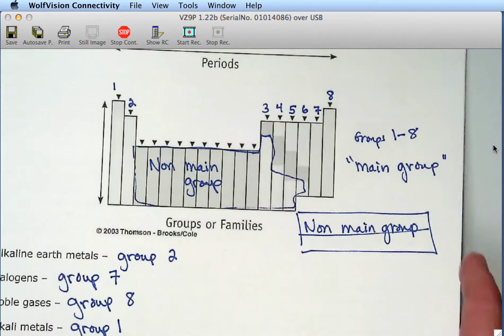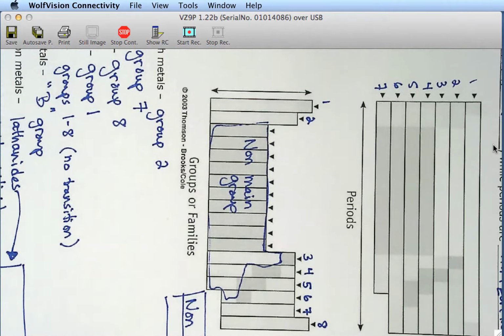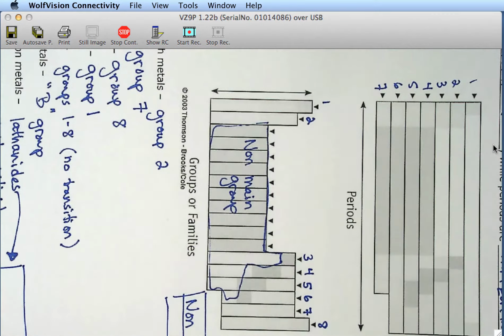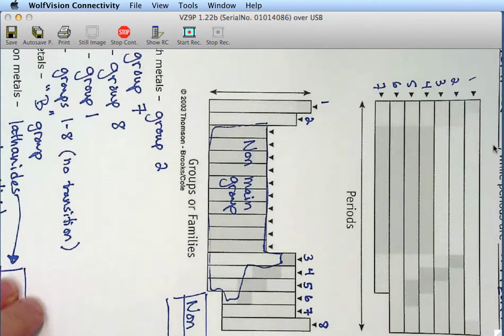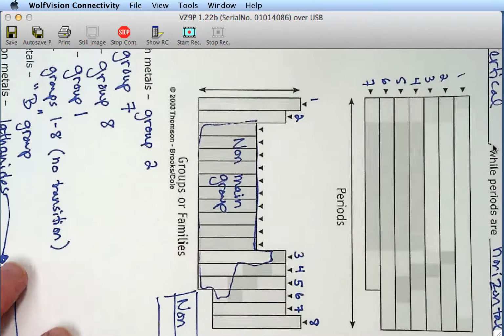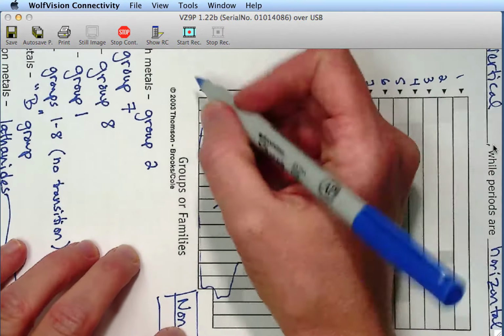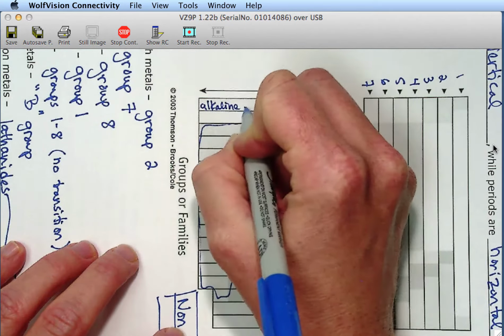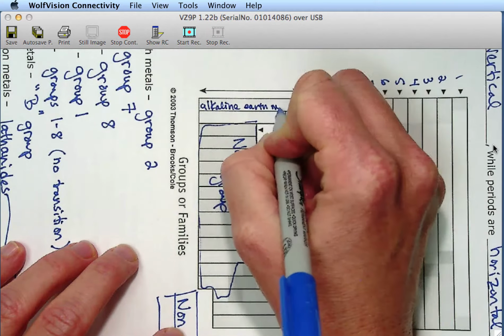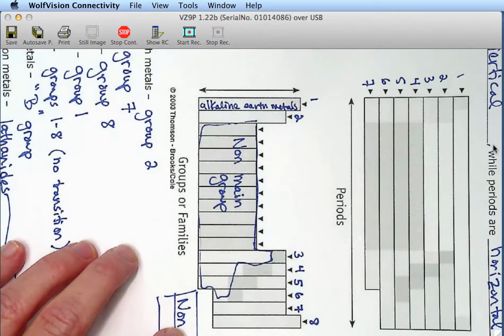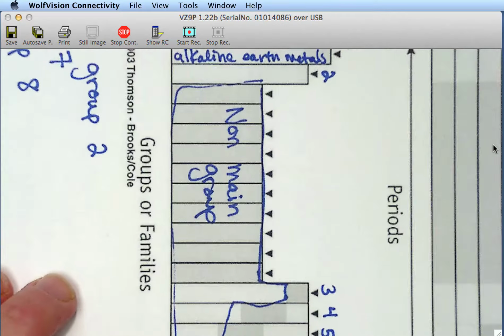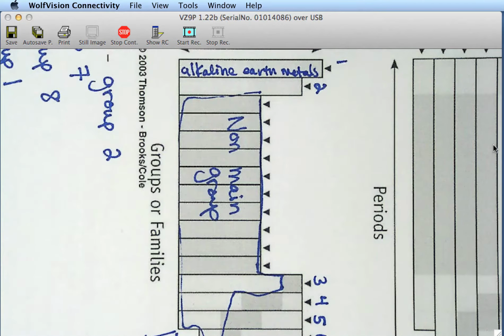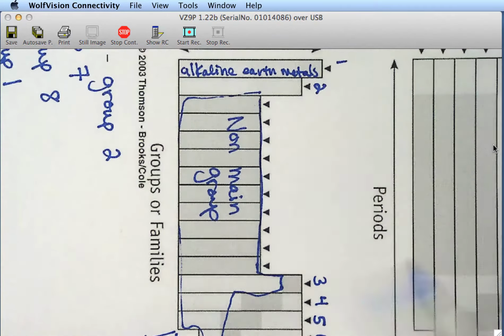So I asked you to label your periodic table, and there's another page too, page 21, that has a blank one that you can practice on. But group 1 is the alkaline earth metals. And remember that the groups are vertical and the periods are horizontal. So these families are vertical.